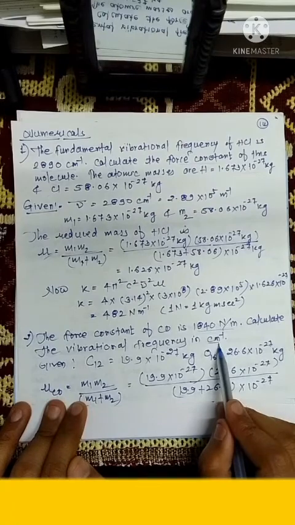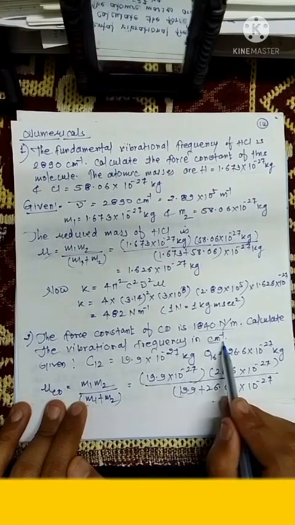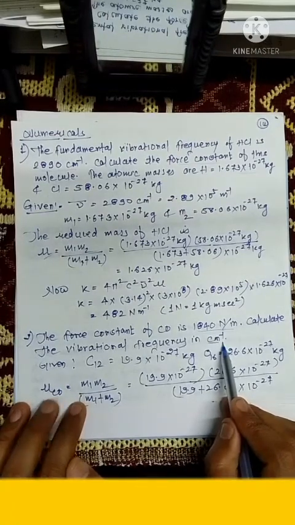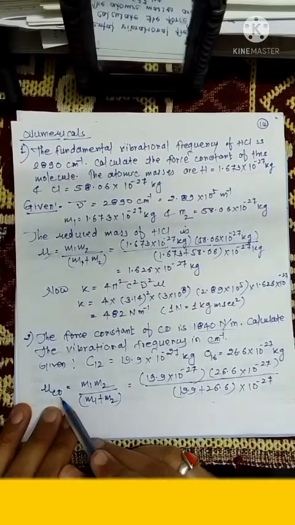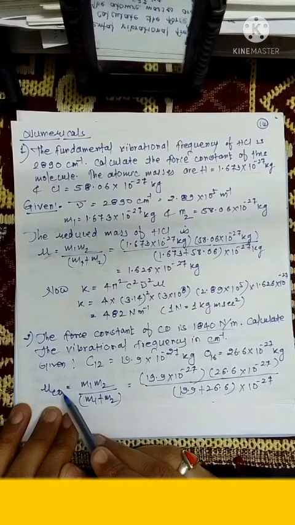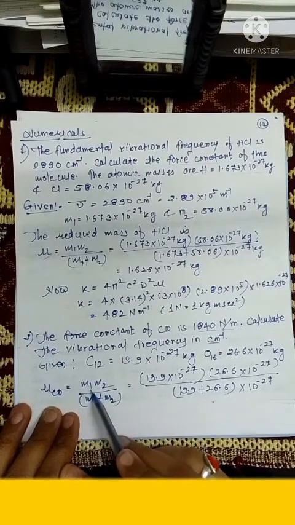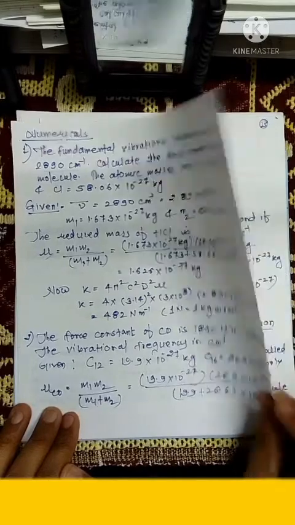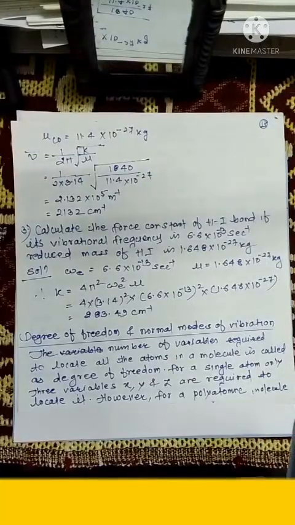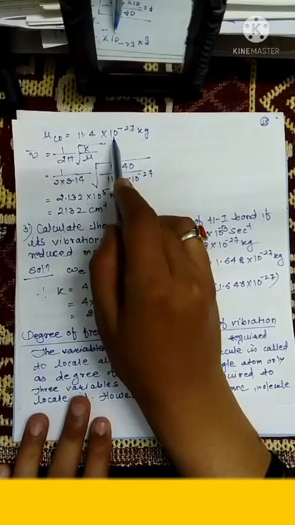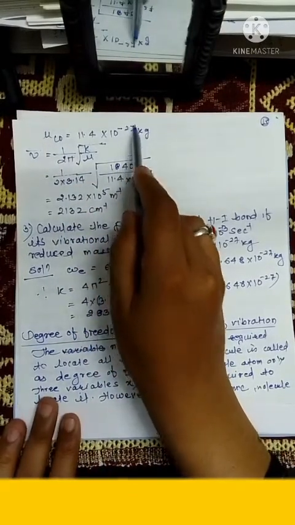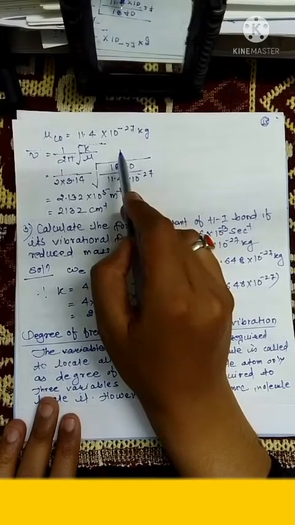Since we have to calculate vibrational frequency in centimeter inverse, first of all we have to calculate reduced mass. So the formula of reduced mass is m1 m2 divided by m1 plus m2. Put all the values, and the reduced mass comes as 11.4 into 10 raised to the power minus 27 kg.